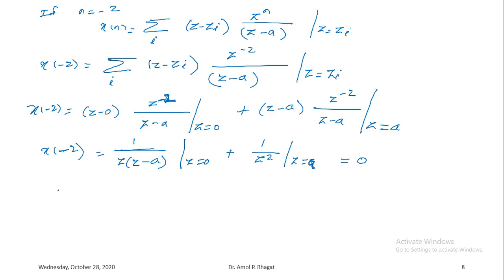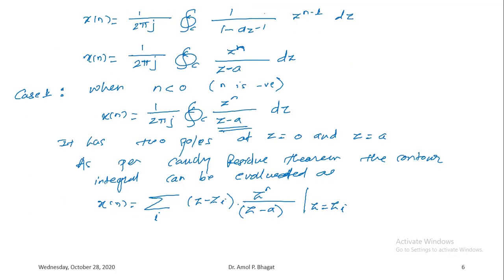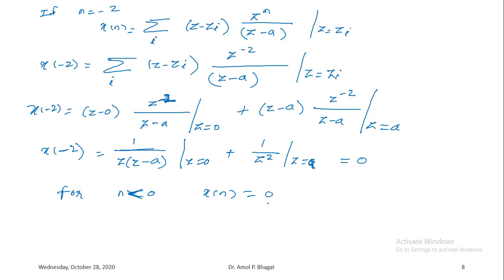So for n less than 0, you can consider x of n is equals to 0 simply, because after evaluation it comes to 0. So in case 1, you have considered negative values of n, and your x of n will evaluate to 0.